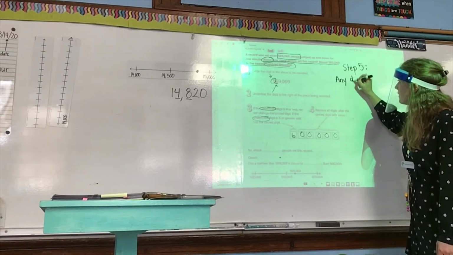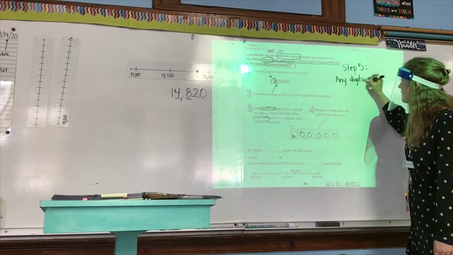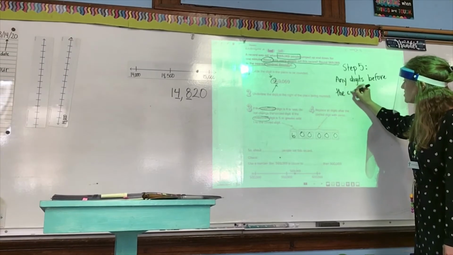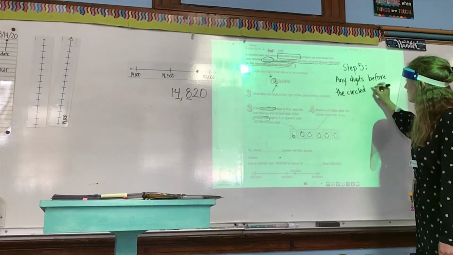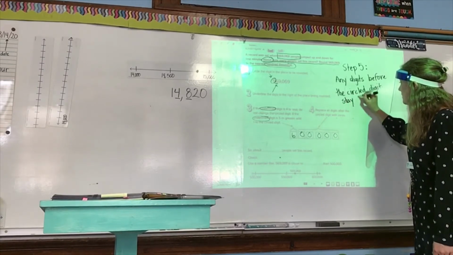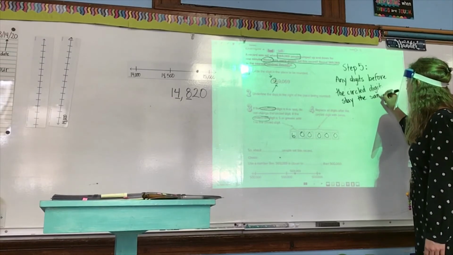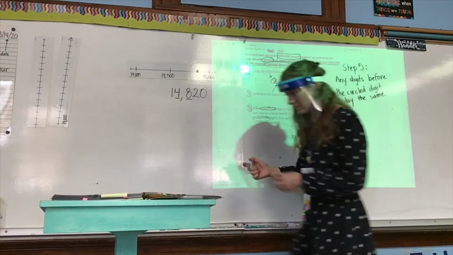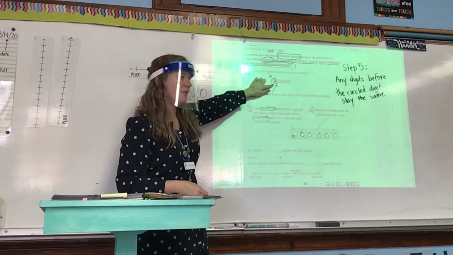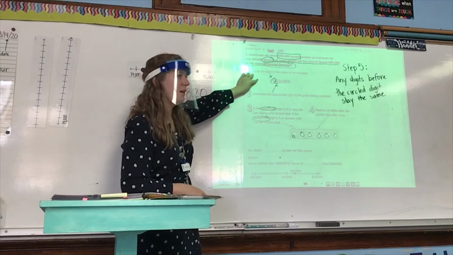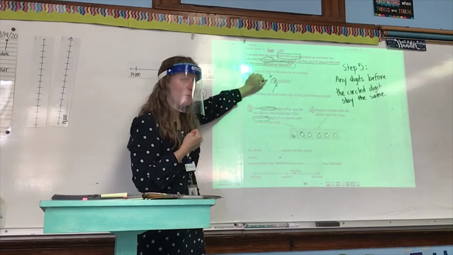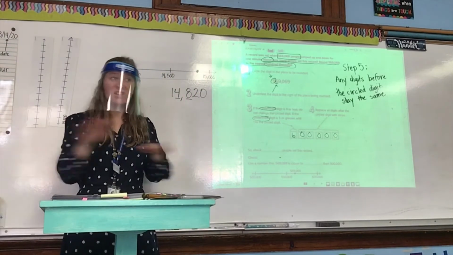Any digits before the circled digit stay the same. That means if we were rounding to the 100,000s place, but we had digits that came before, like say we had a number that was in the 10 millions, those digits that come before the circle digit don't change. They stay the same.